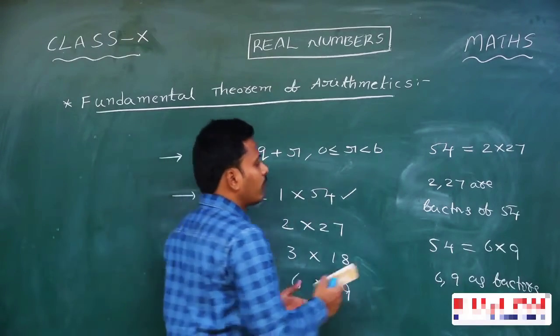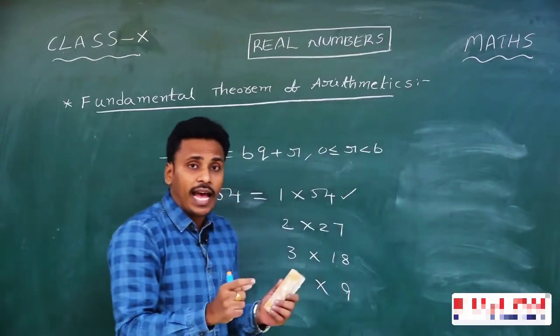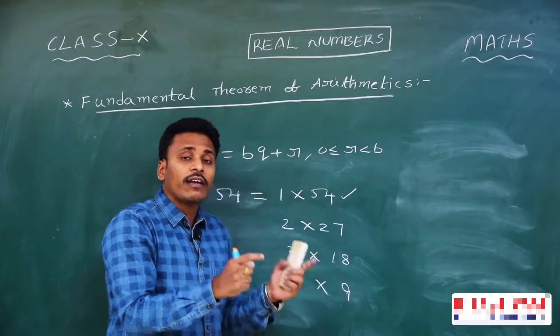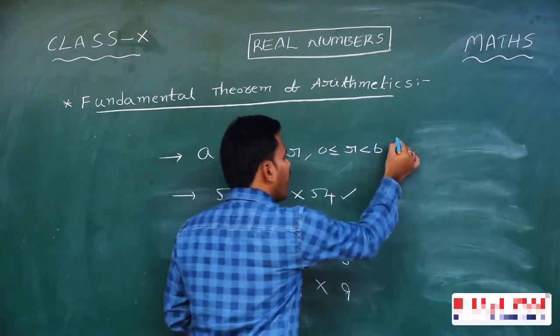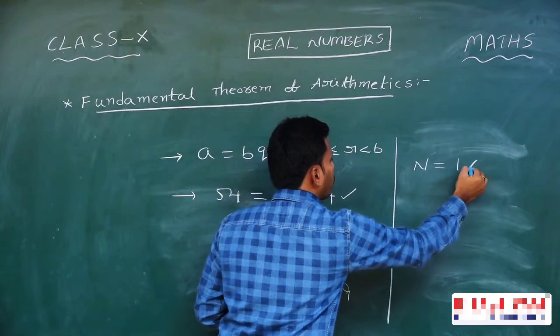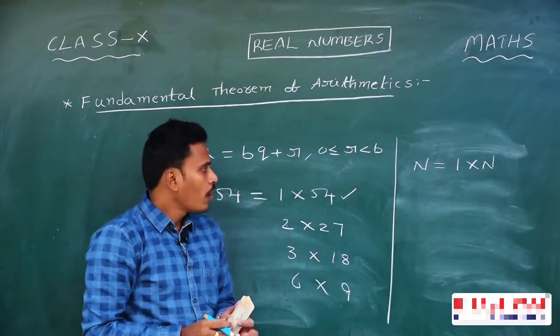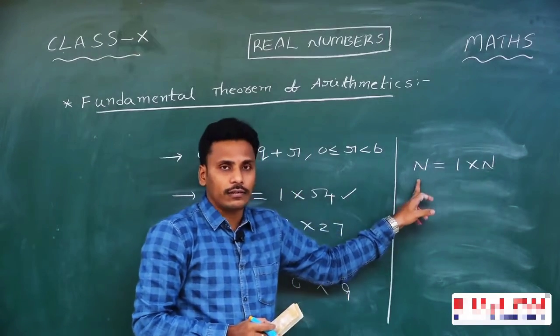Take any number, you have a chance to express that number as a product of 1 with itself. For example, I have a number n, I can represent it like 1 into n. Is there anything wrong? No. Why? Because 1 into n is clearly n.